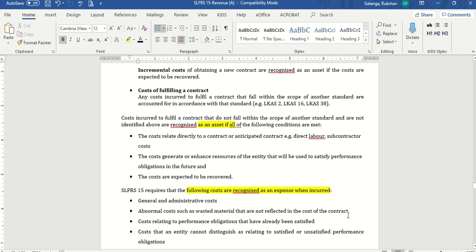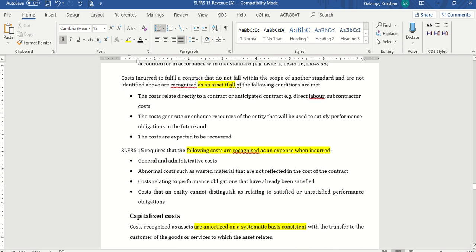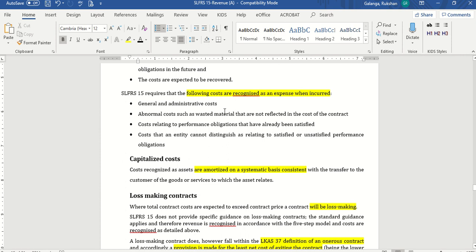Also, SLFRS 15 says these costs you should not recognize as an asset. These costs you should recognize as an expense. Those are very simple. General and administrative cost. If there's any administrative cost, you can't capitalize it, you can't recognize that as an asset, right? And those have to be charged to P&L. Abnormal cost such as wastage of material. If there's any abnormal wastage, you should charge those to P&L. Cost relating to performance obligations that have already been satisfied.